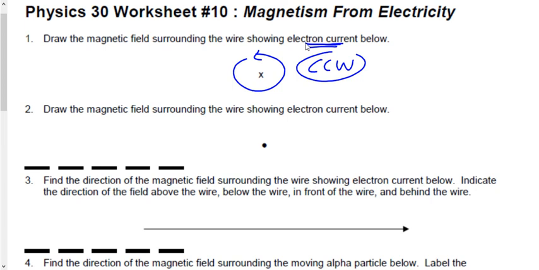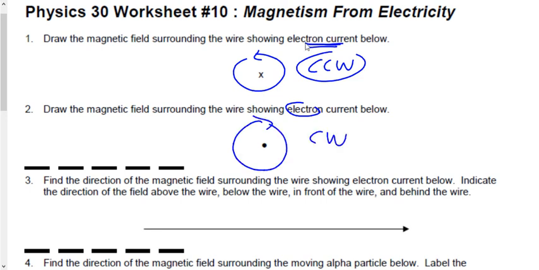Number 2, draw the magnetic field surrounding the wire showing electron current below. We're going to use our left hand again. If it said conventional current, then we'd use our right hand. We wouldn't lose any sleep over the fact that, wait a second, how can protons move within a wire? We just go directly to our right hand and use the right hand wire grasp rule. This is left hand though, because it's electron current. It's coming out of the page here. So we're going to say thumb out of the page. Fingers are going to go clockwise. It's going to look like this.